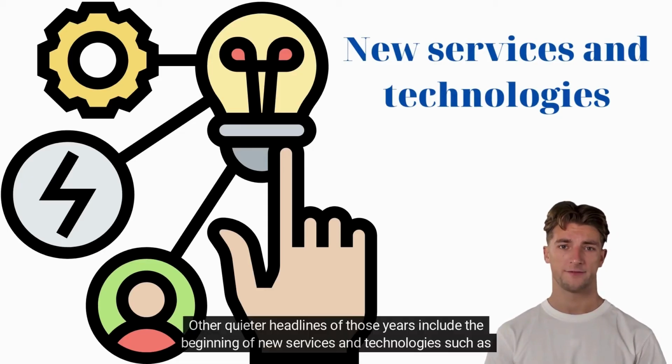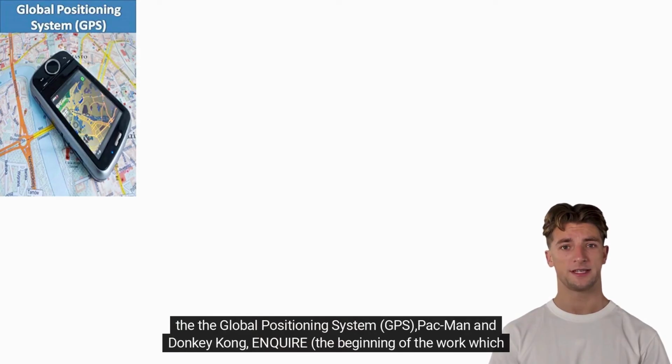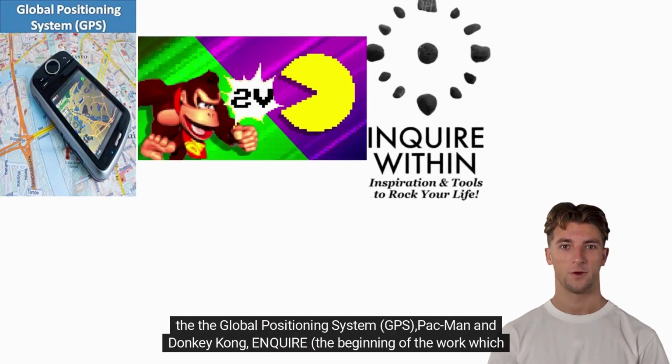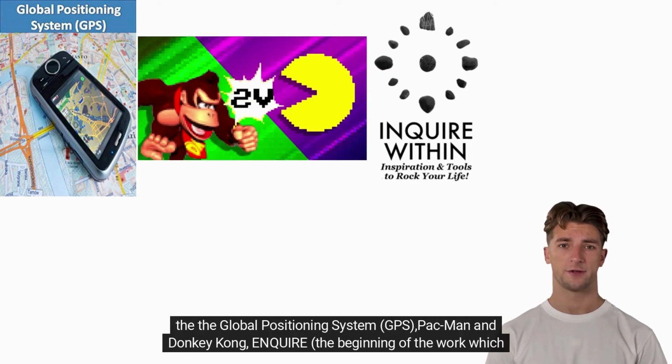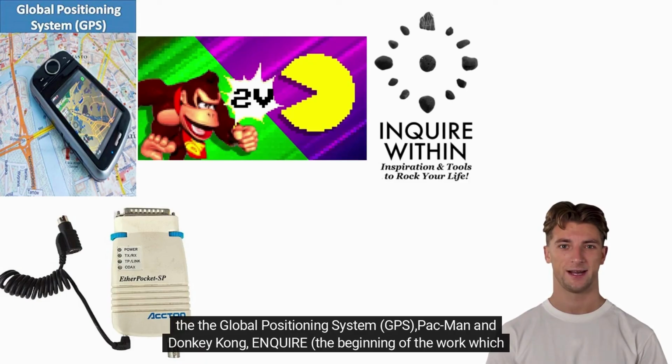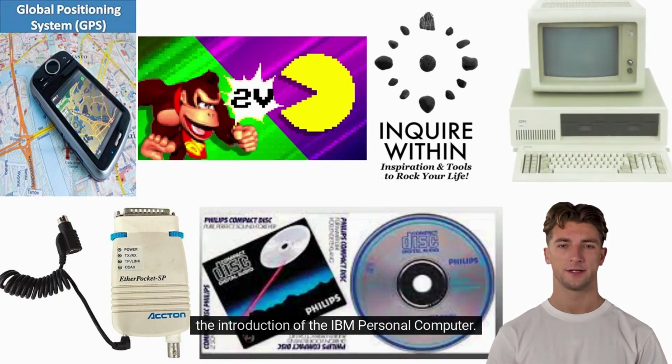Other quieter headlines of those years include the beginning of new services and technologies such as the Global Positioning System, GPS, Pac-Man, and Donkey Kong. Also the beginning of the work which resulted in the World Wide Web 10 years later, the DIX standard for Ethernet, compact discs, CDs, and the introduction of the IBM personal computer.